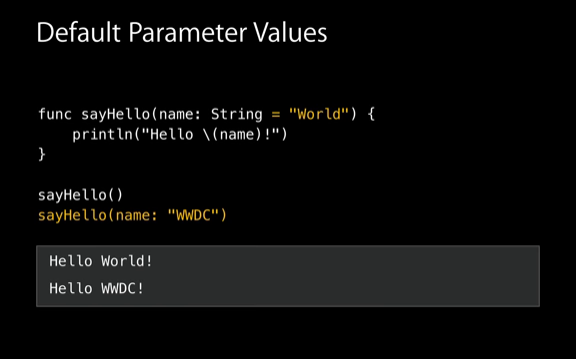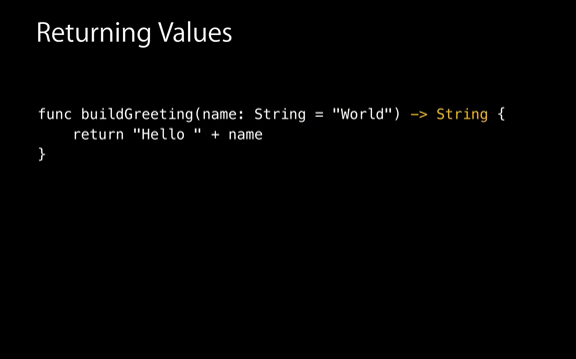What about getting values out? Well, we return values in Swift with the arrow. So here I've got a new function. It's called buildGreeting. This time it takes a name, and then it returns a string with the concatenation operator. That's that plus there. So a function returns a value with the arrow.